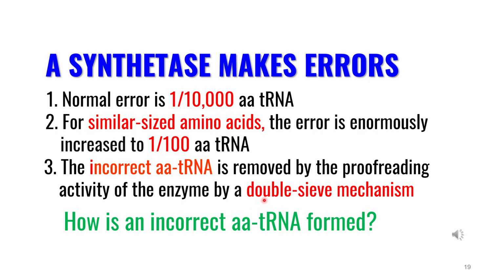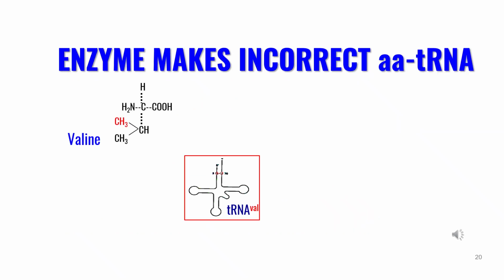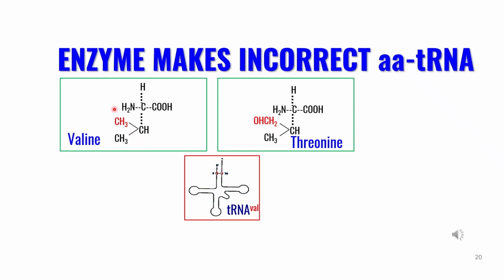Before I discuss double sieve mechanism, I would like to explain how an incorrect aminoacyl tRNA is formed. So let us discuss how incorrect aminoacyl tRNA is formed, taking the example of valine and similar sized threonine. Valine is hydrophobic because it has a CH3 group, whereas threonine has a hydroxyl group, and this is a hydrophilic amino acid.